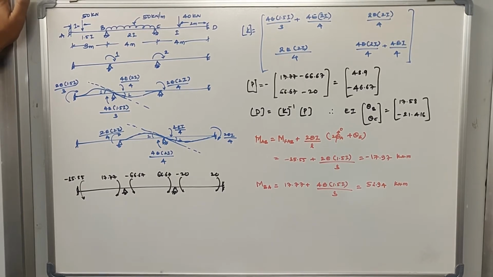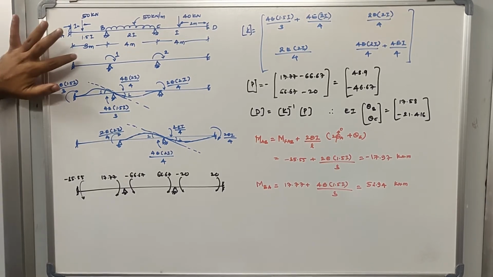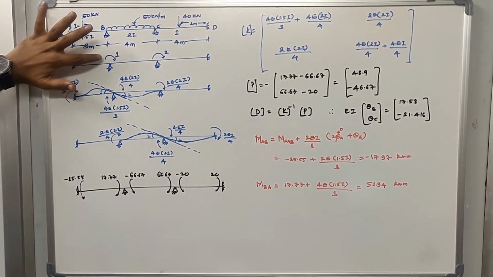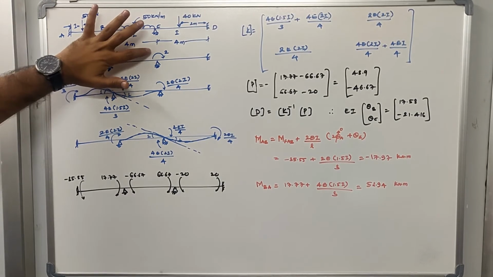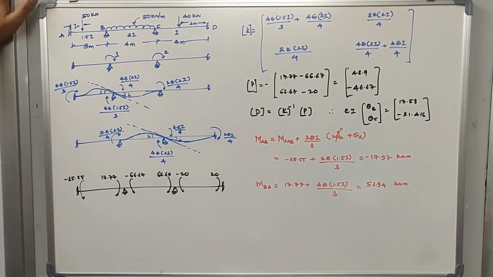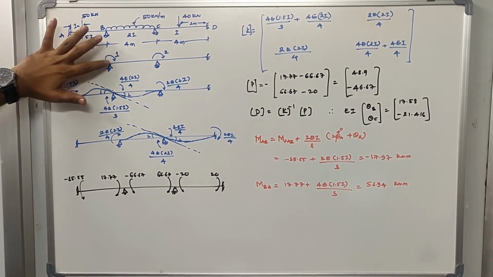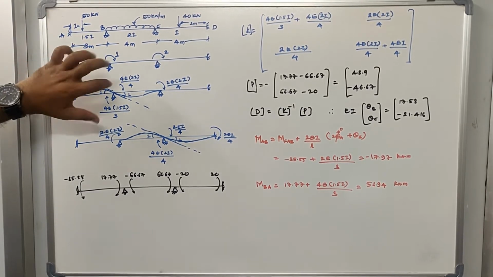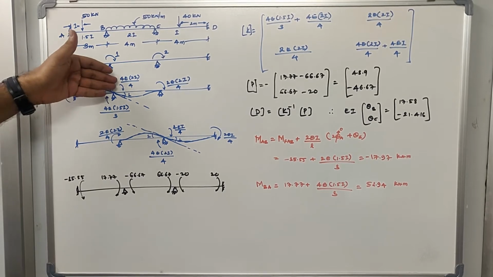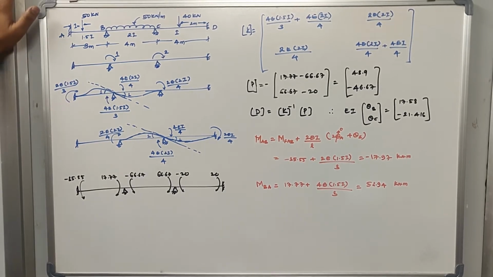So the kinematic indeterminacy means we need to assign two coordinates, right? At joint B we assign the first coordinate, and at joint C I'm assigning the second coordinate. Once you assign the coordinates, the next thing we need to do is apply a unit rotation at the coordinates. For example, my first coordinate is at joint B. There I have to apply the unit rotation, and because of its application, I need to find out what moment will get generated.